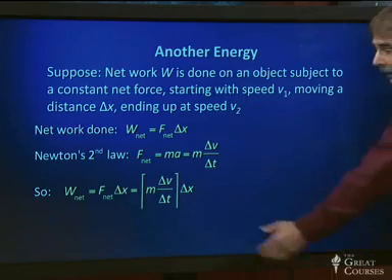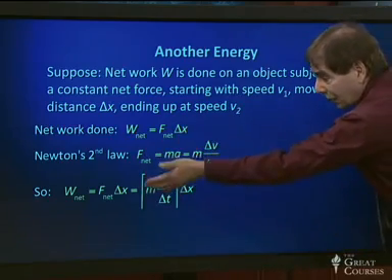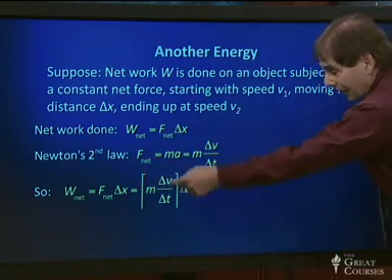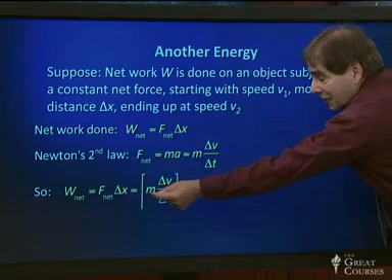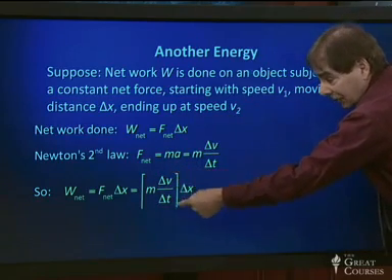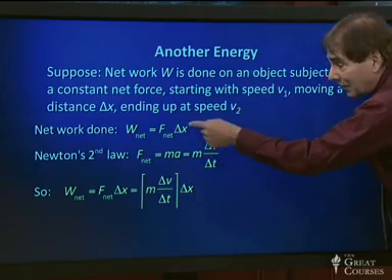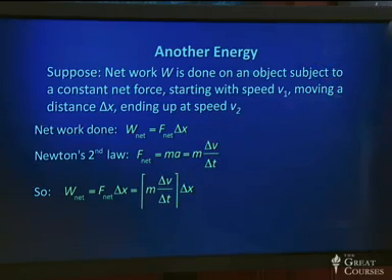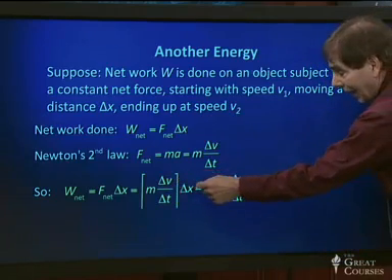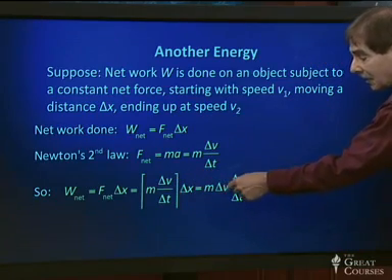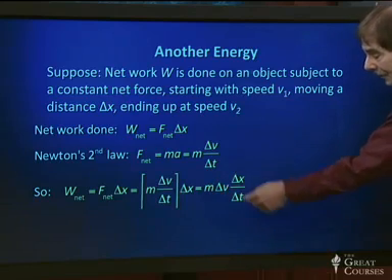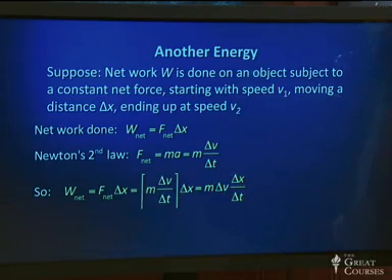So the net work I've done is the force times the displacement. The force is ma, so there's mass times acceleration, delta v over delta t, and that was multiplied by delta x to get the work. And I can rearrange that a little bit algebraically. I can put the delta x over the delta t and the delta v out in front. And what's delta x over delta t? Well, that's the rate of change of position. That's the velocity.